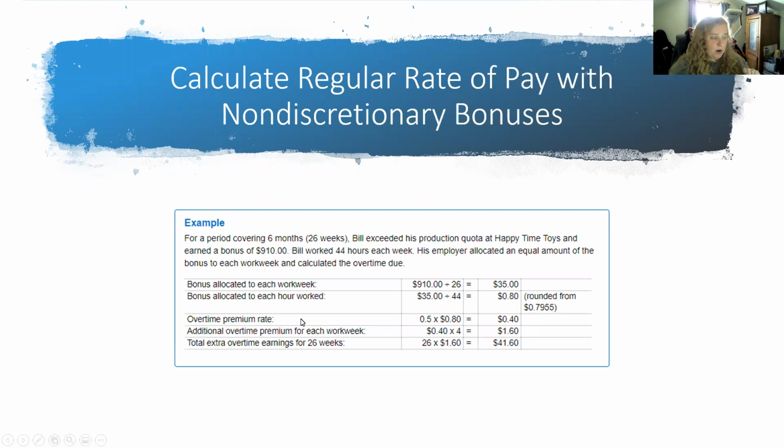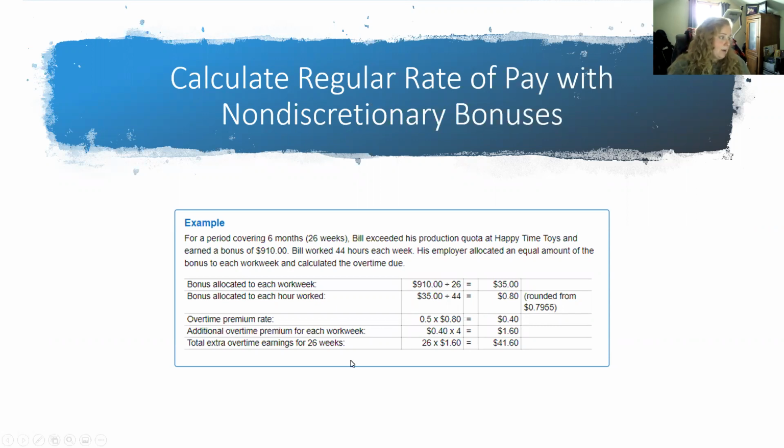So the overtime premium rate would have been 0.5 times that 80 cents, or 40 cents. And so the additional overtime for each work week that he would have been owed would have been 4 hours times the 40 cents. So he would have gotten an additional $1.60 per work week. And so for the total over the 26 weeks, he gets $41.60, which is 26 times the $1.60. So that was a non-discretionary bonus that was given to him because of his production over the time frame that he worked. Okay, so that had to be included in his regular rate of pay, and his overtime was then recalculated because of that.